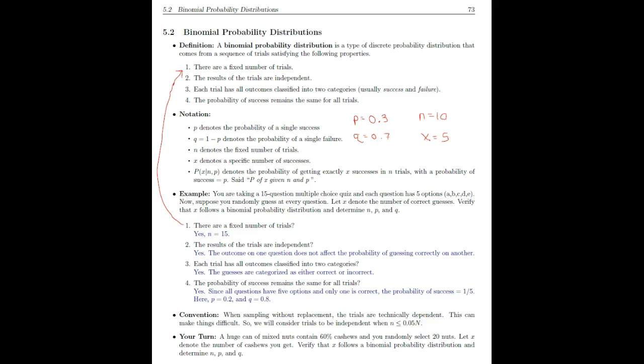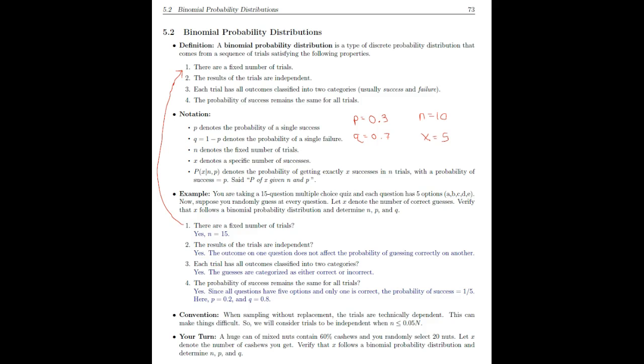Second question, are the results of the trials independent? Yes, because the outcome of one question doesn't affect the probability of getting another one correct. If I randomly guess B for question 1 and happen to get that right by pure luck, that doesn't mean I'm either more likely or less likely to get question 2 right or wrong.